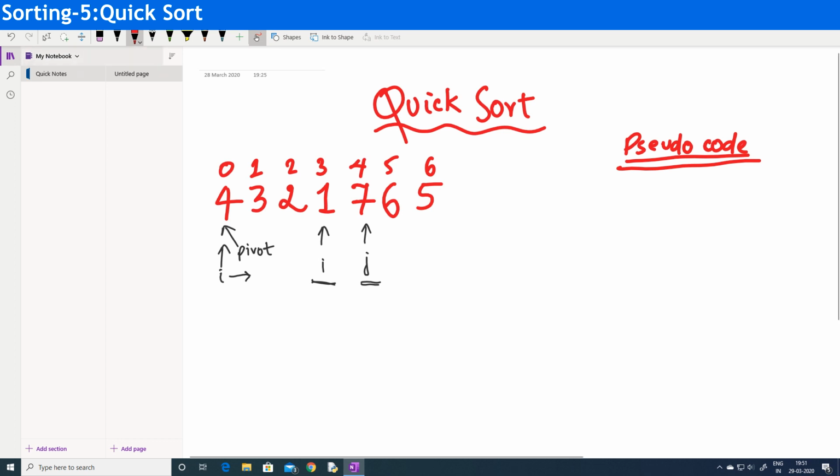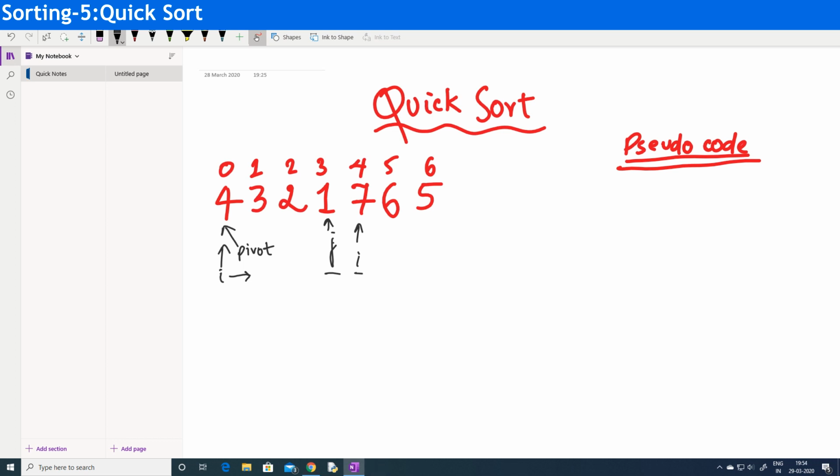So next, I is incremented. Now both I and j point to 7 and now 7 is obviously greater than 4, so I is halted and j is now decremented. J points to 1, 1 is less than 4, so j is also halted.